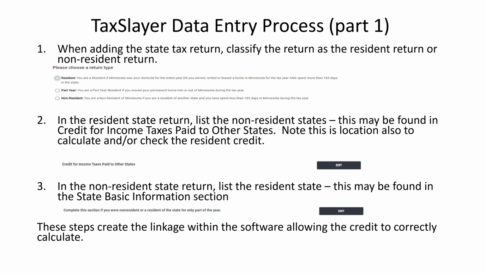The other item that's going to be asked for is in the non-resident state. It's going to ask for the resident state. Stated another way, the state that you worked in wants to know where you live. And typically you're going to find this question in the state's basic information screen. By taking care of these 3 options here, you are creating the linkage within the software that allows that credit to correctly calculate.